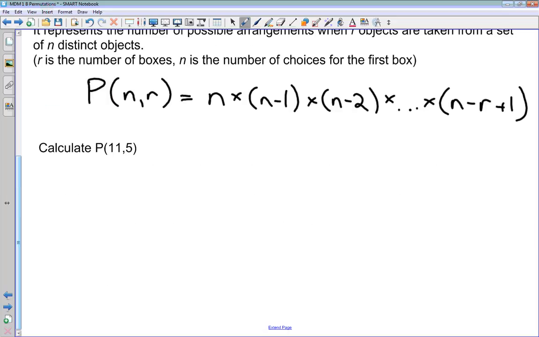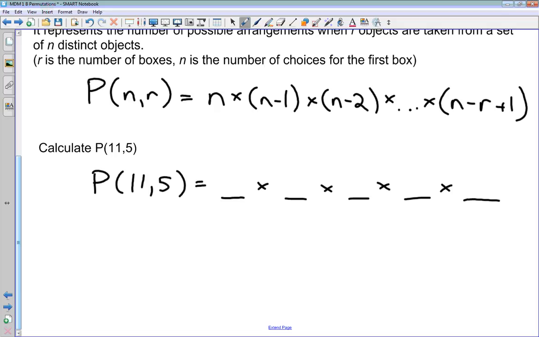So let's do an example here. Calculate the permutation P, 11, 5. Well, if R is equal to 5, that means we are going to have 5 positions, 5 things that we multiply by each other. We think of R as the number of boxes. So 1, 2, 3, 4, 5. What goes in the first position? That first number, 11. So 11 times 10 times 9 times 8 times 7. And then we can work out what this is: 55,440.